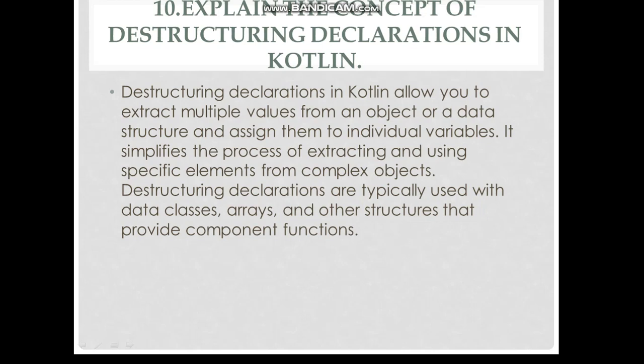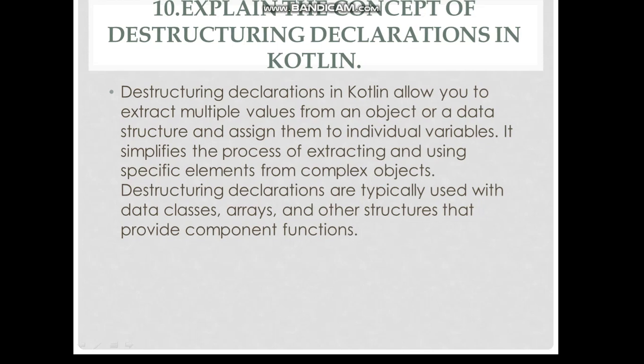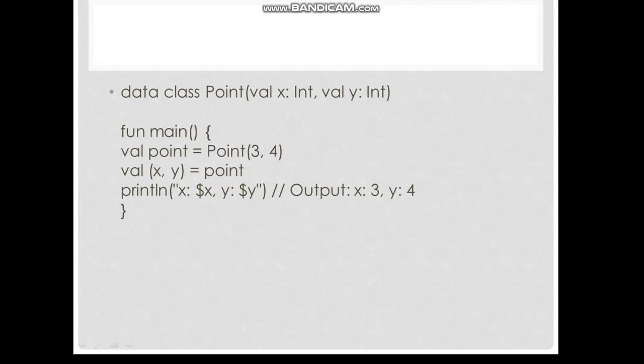Destructuring declarations are typically used with data classes, arrays, and other data structures that provide components. Here in this example, we see a data class Point, where x and y are the properties. Point is assigned 3 and 4. Then we are assigning the point value to val (x, y), and then printing x and y.